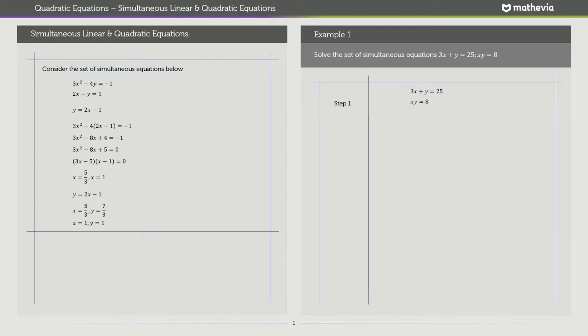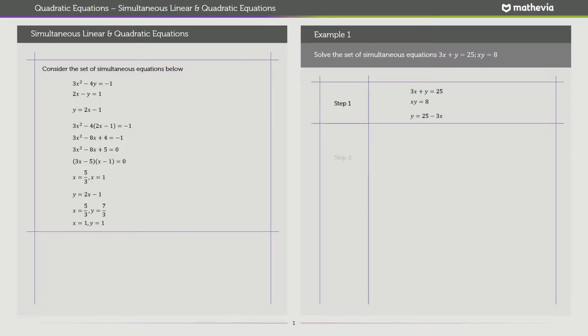Now, like I said, start off with the simple linear equation, and then make y the subject of the formula. From 3x + y = 25, we're going to make y the subject of the formula there, and basically we have that y = 25 - 3x.